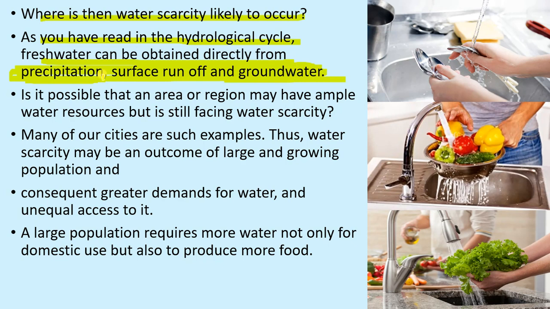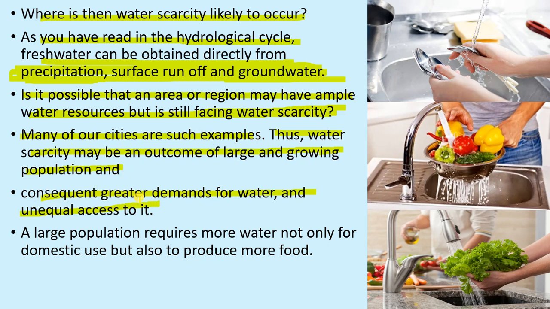So these three things are important for water availability. Is it possible that an area or region may have ample water resources but is still facing water scarcity? Of course there are. For example, many of our cities are such examples. Thus, water scarcity may be an outcome of a large growing population and consequent greater demand for water and unequal access to it.